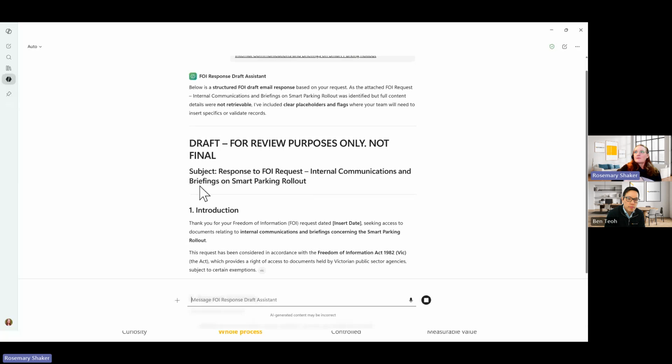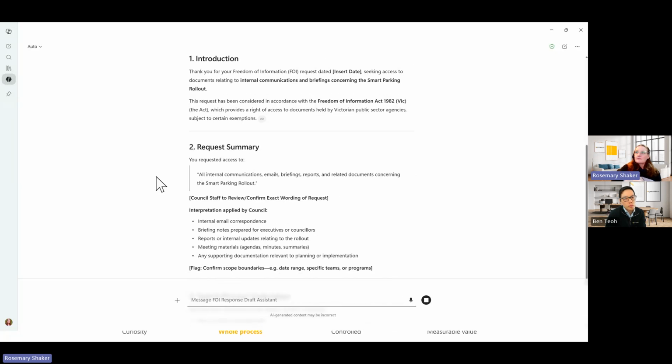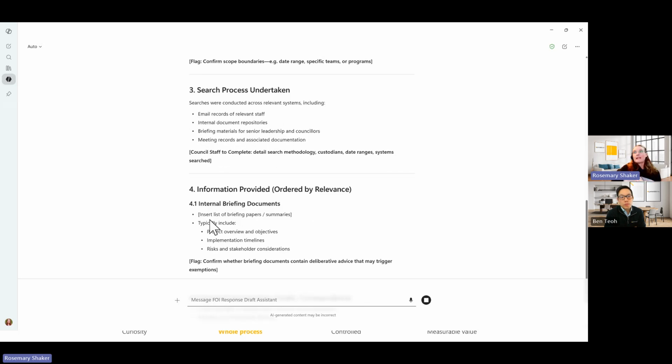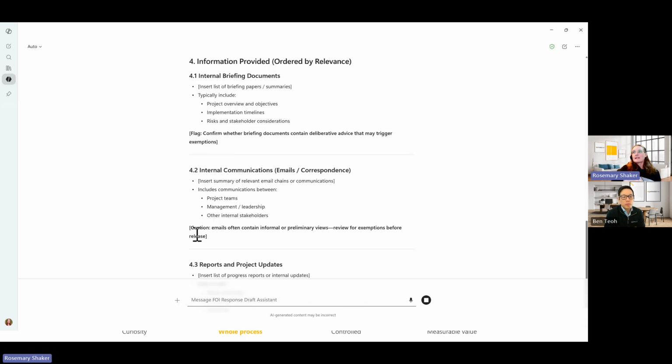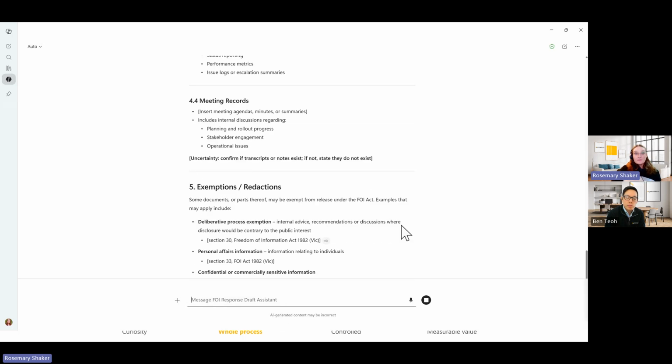So here we've got what the subject is, we've got the introduction. Here we've got the request, what it is, and it runs through all of that information for this person, and it's calling out where they need to be careful in this process. So this certainly helps that individual speed up what they need to draft in their response, but we're not considering the whole process as we go through this.